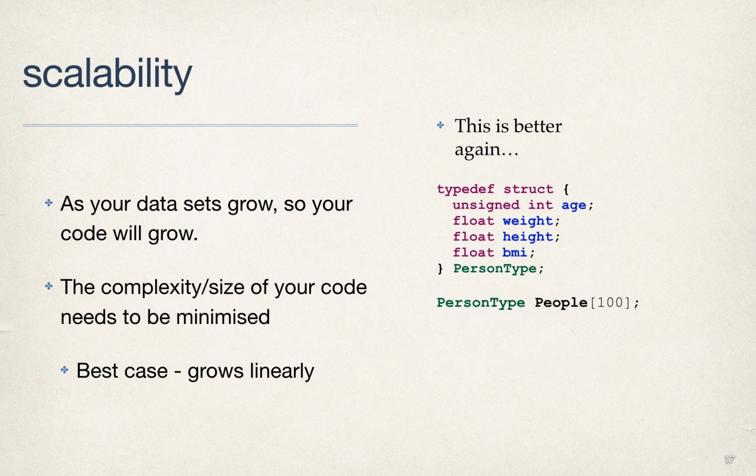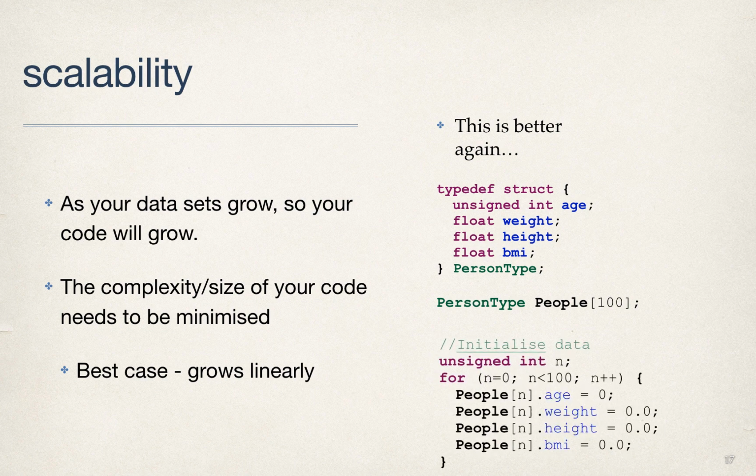So person type, person 1, person type, person 2. Okay, it's getting there, but much better is of course to have an array of them. So all people are inside an array. We've got an array of person type, and we can initialize that, for example, with a for loop. And as I think is apparent, this is a lot better than the previous approach.